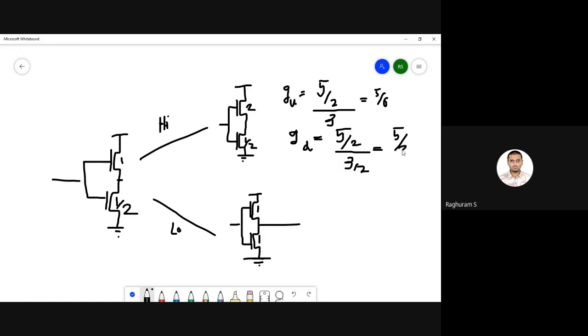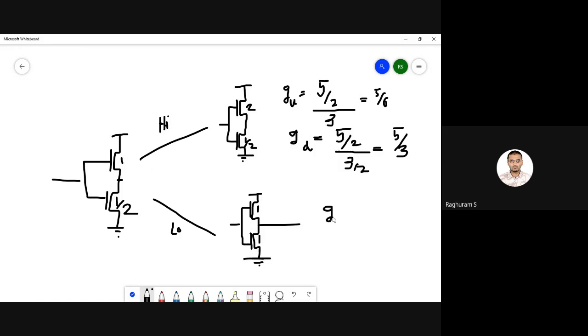So this is where we see the trade-off. Nothing is free. We have made the rising transition better than the ordinary inverter. The inverter will have logical effort 1. 5 by 6 is better than 1 because it is lesser than 1. But what has become worse? The falling transition has become 5 by 3. But nobody cares about this. This is not going to happen so often. This is the one that is going to be more important. And the same thing you can do here.